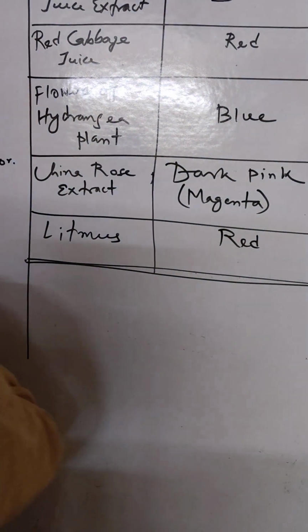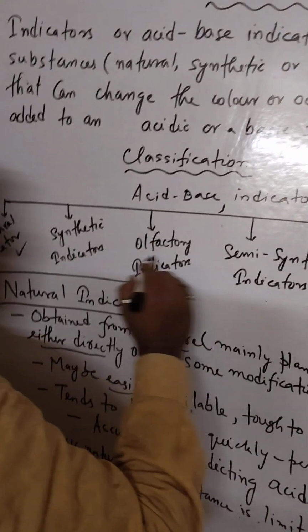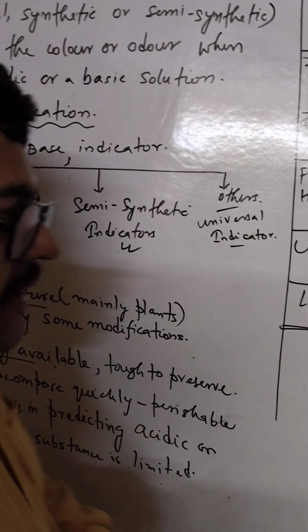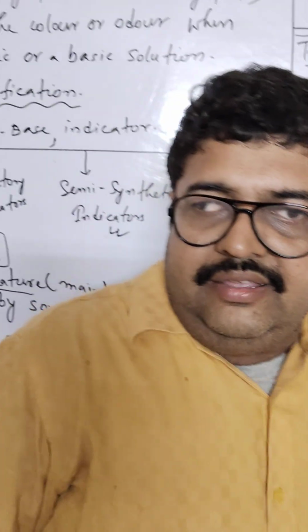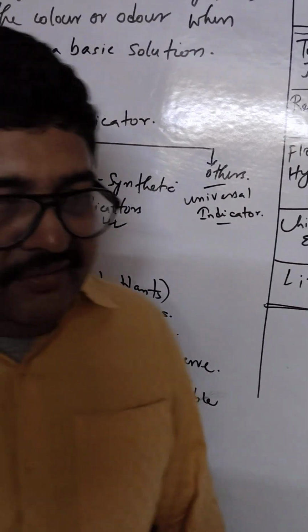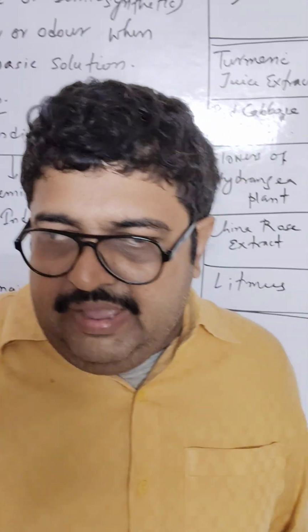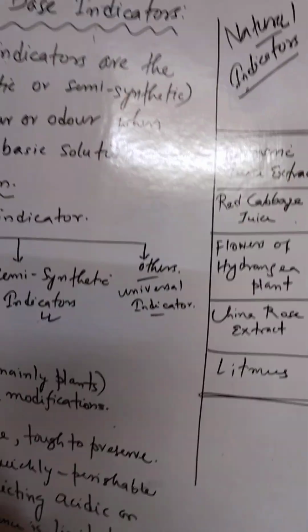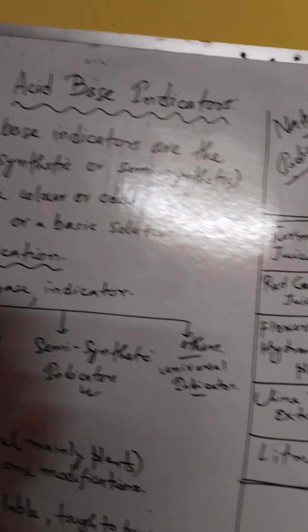Now we will come to this. So this one is done. Now we come to the semi-synthetic indicators. Semi-synthetic indicators are basically the natural indicators that are processed in some typical way following some technological outfits, where you get an indicator suitable for use.